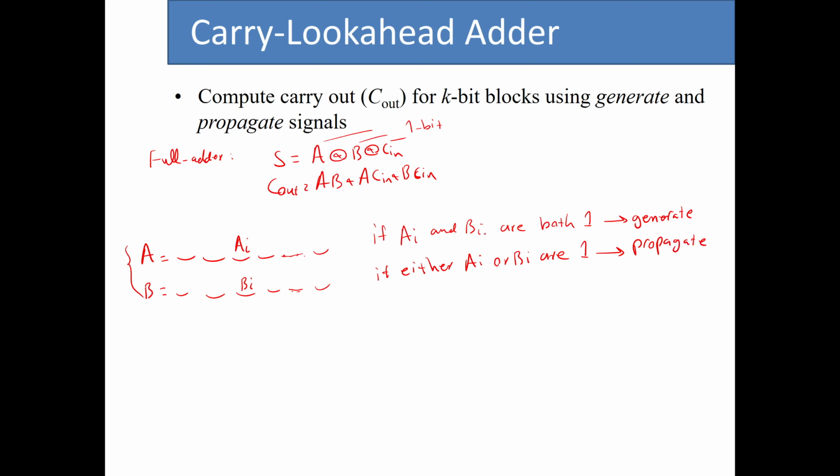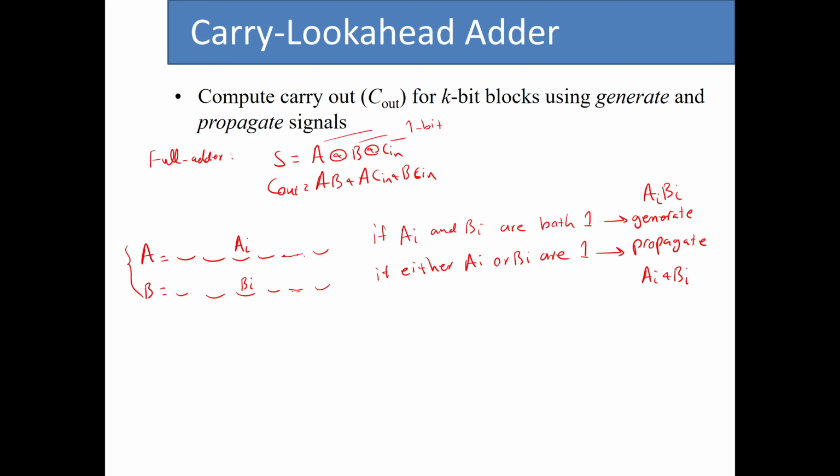So this is the basis for the carry look-ahead adders. For example, for checking if AI and BI are both 1, we only need to check AI AND BI. Basically, if the AND of the two is 1, we can say we are generating a carry. For the second one, we only need to check AI or BI being 1. Again, just by a simple OR, we can check whether we are propagating a carry from a previous stage or not.